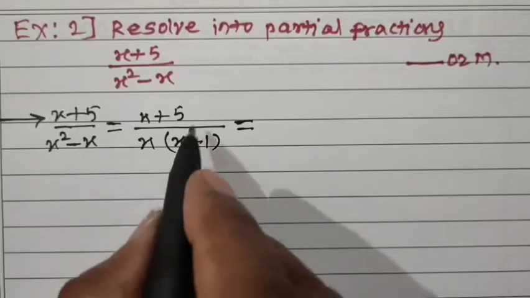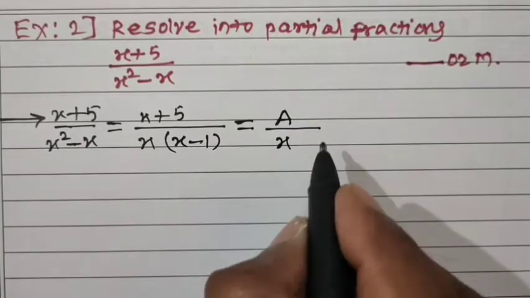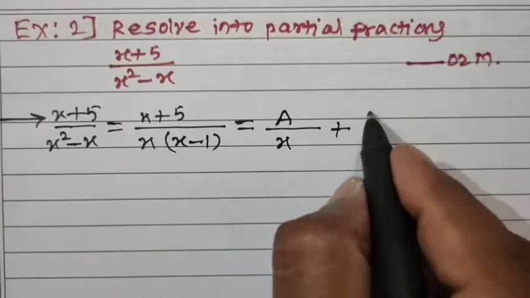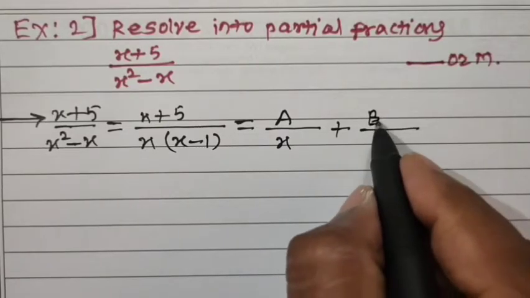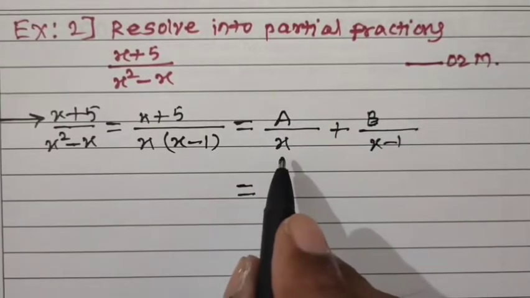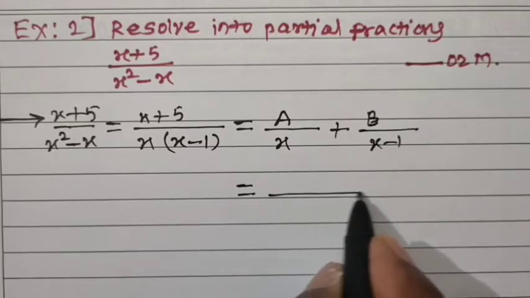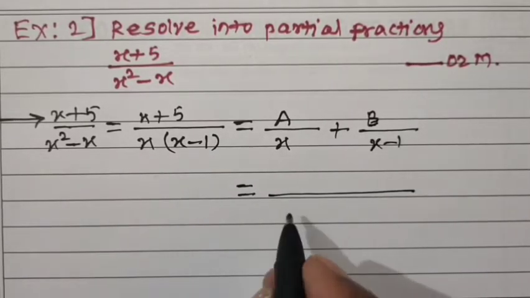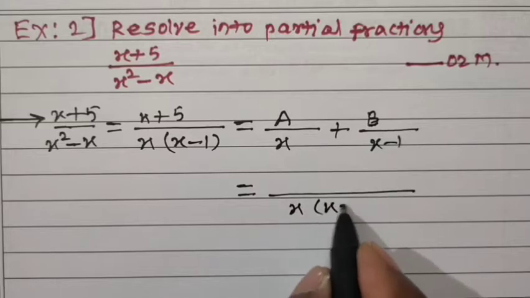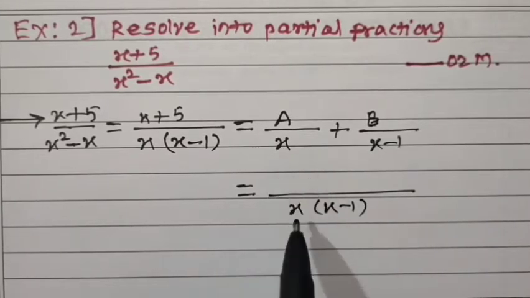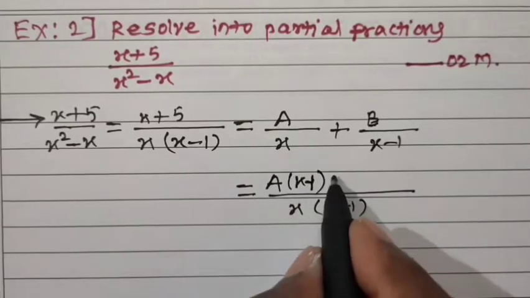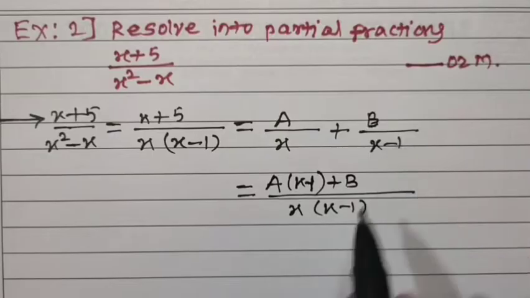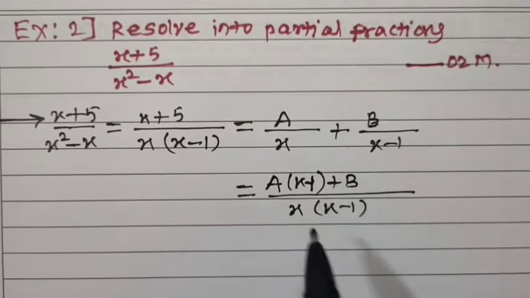Now we have to express this in the form of a, a constant, divided by the first linear factor, that is x, plus b divided by the second linear factor, that is x minus 1. So taking the LCM of the right hand side, the LCM will be the denominator of the left hand side, that is x into x minus 1. X and this x get cancelled, remains x minus 1, a into x minus 1 plus b into x, where x minus 1 cancels with this x minus 1.